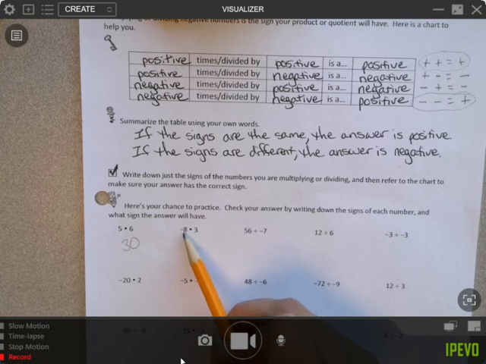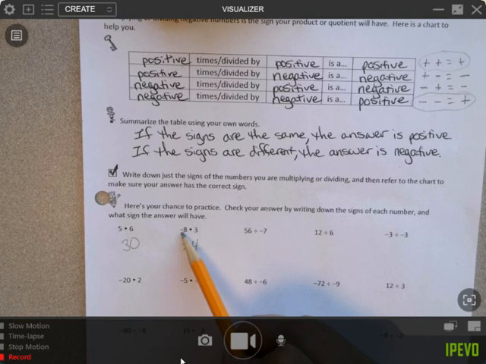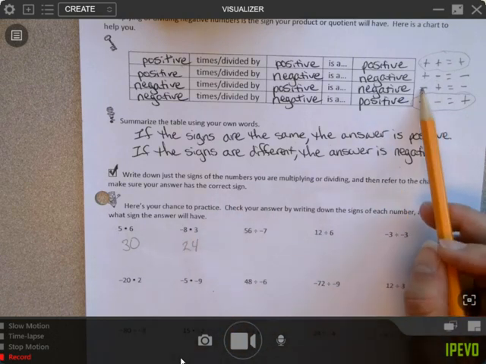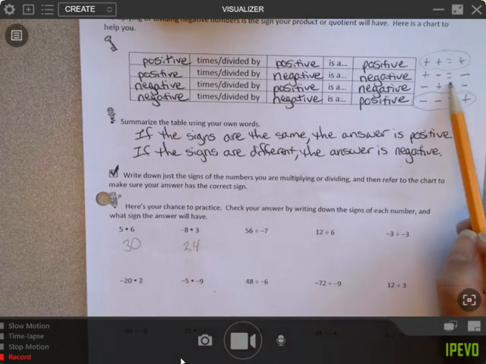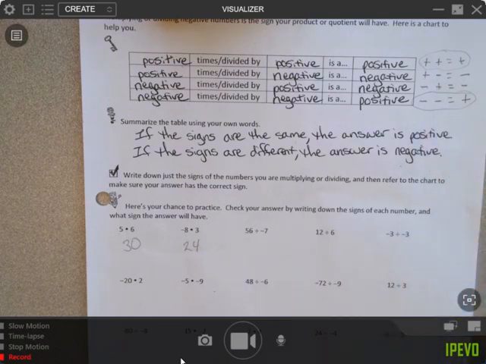Here I have negative 8 times 3. What is 8 times 3? Liam? 24. But I have a negative and a positive, so what's my answer going to be? If I have a negative times a positive, what should that answer be?